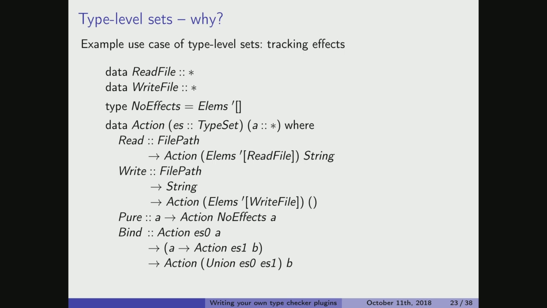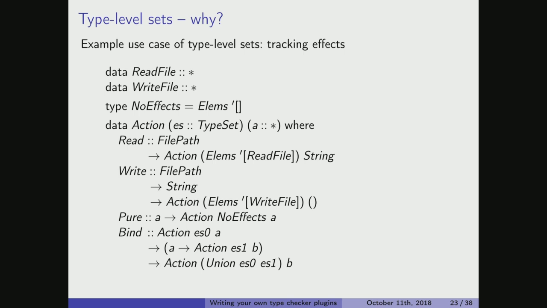We can use these type level sets maybe as a set of effects that we want to track. We might have some kind of indexed monad in which we track all our read file and write file effects or whatever. So we might have some data type that defines an indexed monad, that has this read operation that reads a file path, and in the index of our indexed monad, we remember that we have read a file in this action. And similarly, we can do that for writing.